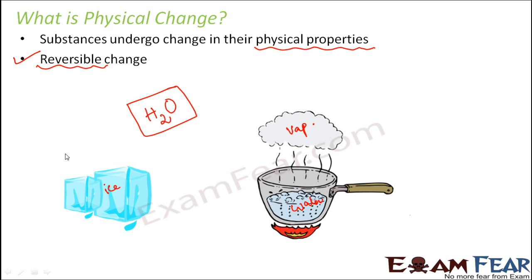If you look at ice, ice is solid. The appearance of the ice is very much different from the appearance of the water, which is liquid. Again, the appearance of the vapor, which is a gas, is a lot different from solid and liquid. So due to these changes in physical properties, this change has taken place. But the chemical composition still remains the same. So this is an example of a physical change.